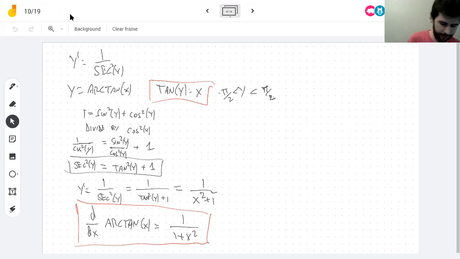Wait, so if we were to use y prime equals one over secant squared of y, would we have to show our work, or could we just use that? I mean, if I ask you to take a derivative involving arctan, you can say, I memorized the derivative of arctan. Okay.